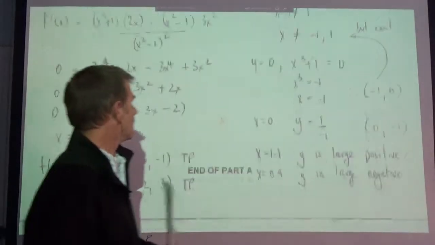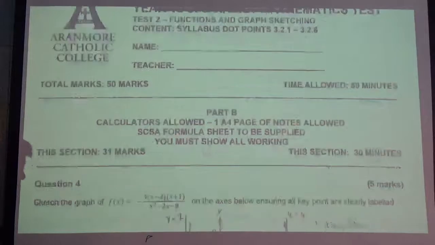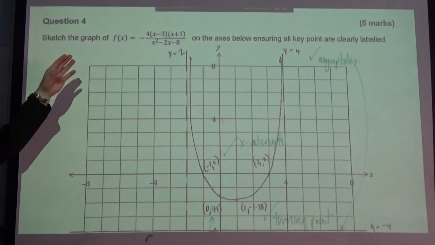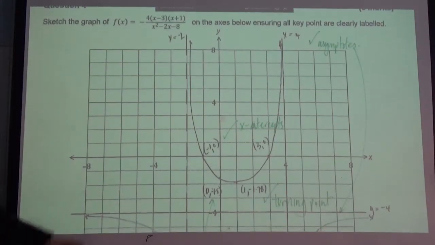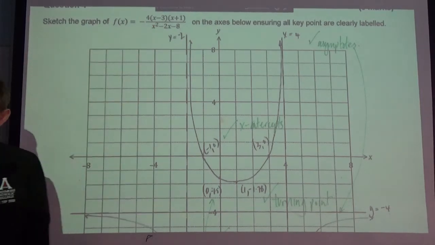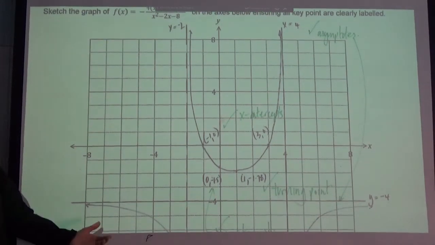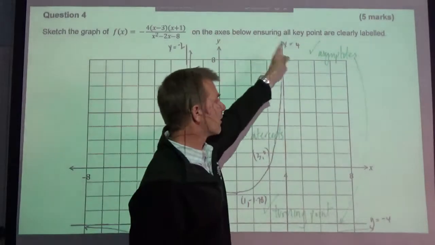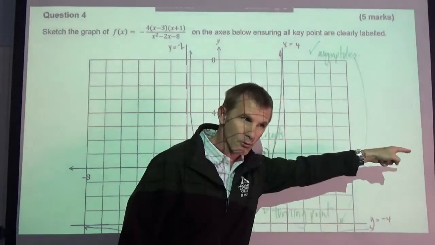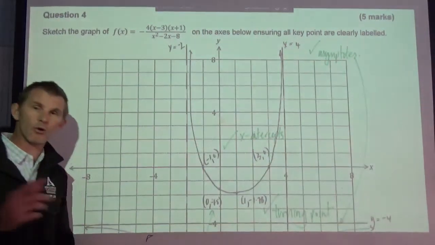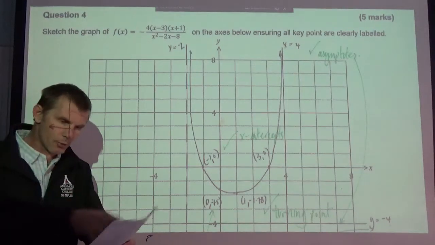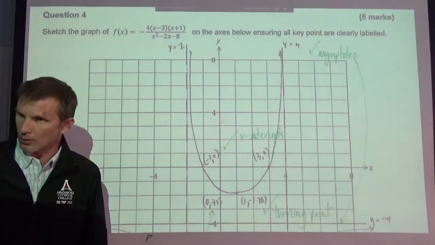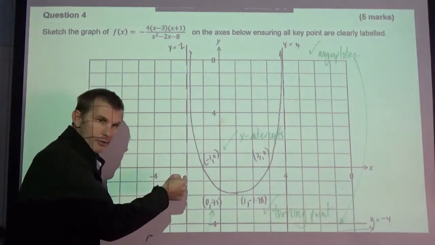Here we are. Right, now the first question should have been really simple. You've got the equation, you've got your calculator now. It was really just, can you put it on the calculator and can you copy it neatly? Now, my question said, ensuring all key points are labelled. That's me saying I want to make sure that you can put it on your calculator, you can use GSolve, you can find all the points, you can copy them and put them on there.